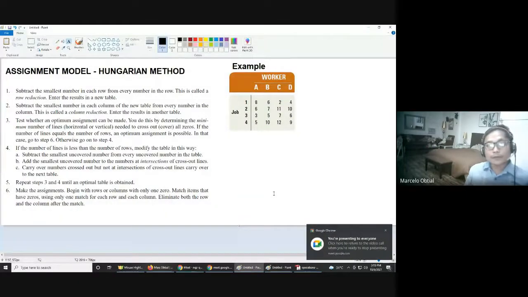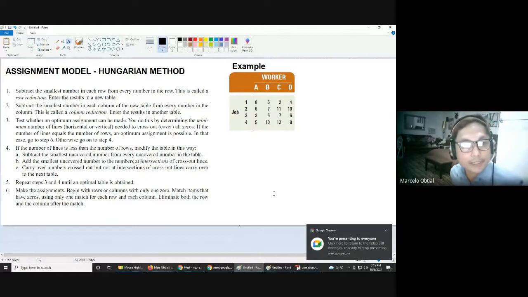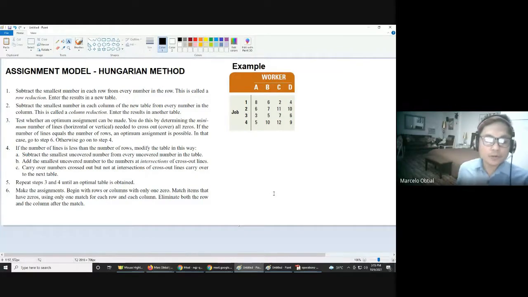Okay, so good afternoon, class. So our topic for today is all about the assignment model. Okay, specifically, we'll be using the Hungarian method in solving the optimal solutions.